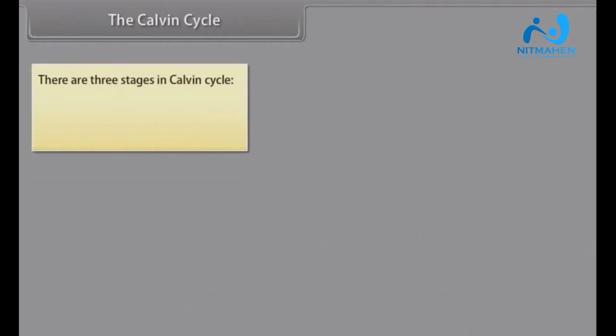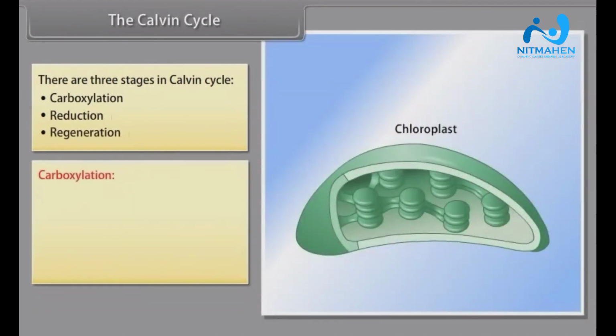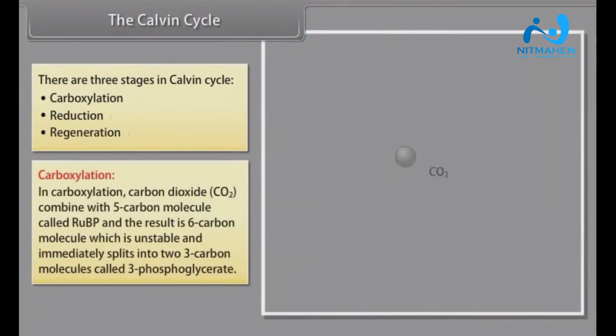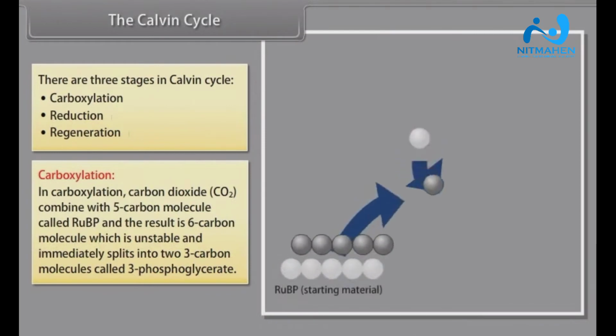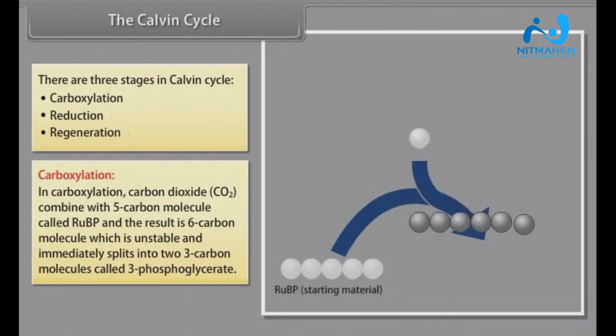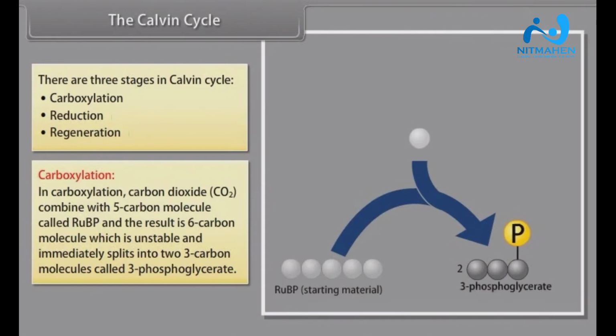The Calvin cycle. There are 3 stages in the Calvin cycle. They are carboxylation, reduction, and regeneration. Carboxylation. In carboxylation, carbon dioxide, CO2, combines with a 5-carbon molecule called RuBP, and the result is a 6-carbon molecule, which is unstable and immediately splits into 2 3-carbon molecules called 3-phosphoglycerate.